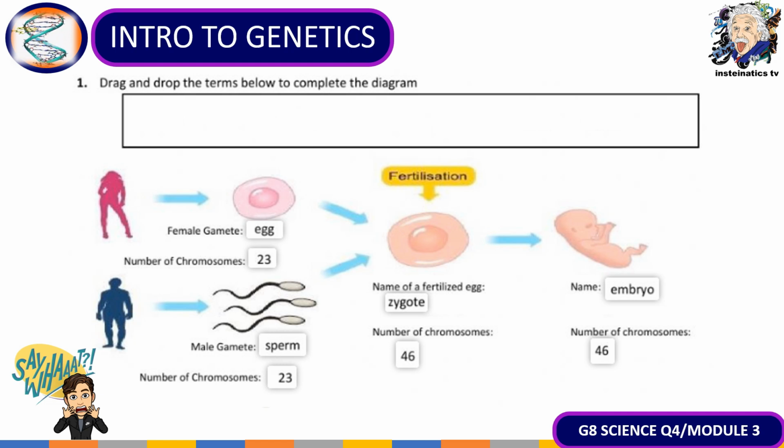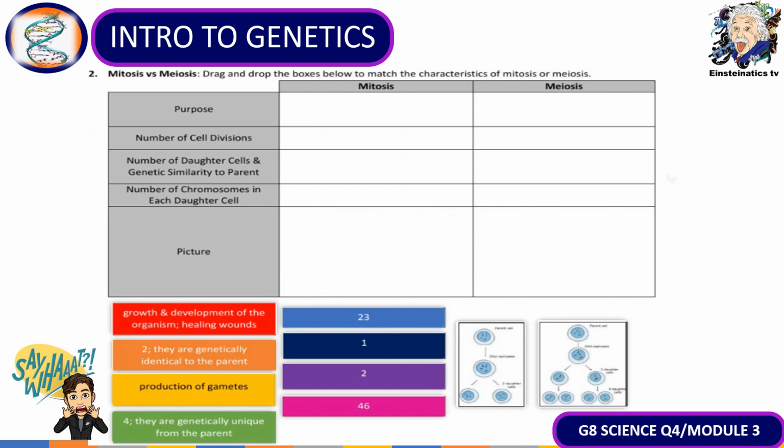The female gamete is known as the egg, and the male gamete is known as the sperm. The number of chromosomes is 23. Chromosomes for the sperm is also 23. Next, the name of the fertilized egg is zygote, with the number of chromosomes being 46. And the name for the picture is an embryo, and the number of chromosomes is 46. Did you get it all correct? If so, congratulations.